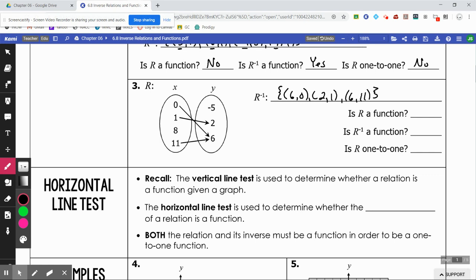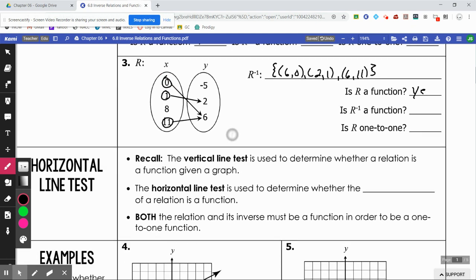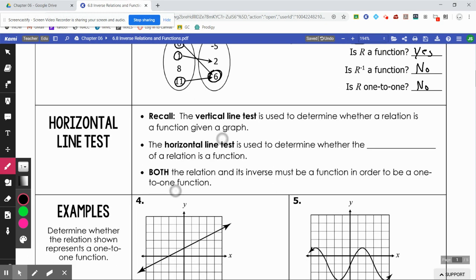The original relation is yes, a function, because none of these x's are paired with more than one y. However, I have an issue here, 6, 0 and 6, 11. When I flip that around, the inverse will not be a function. So again, no, this is not one-to-one.